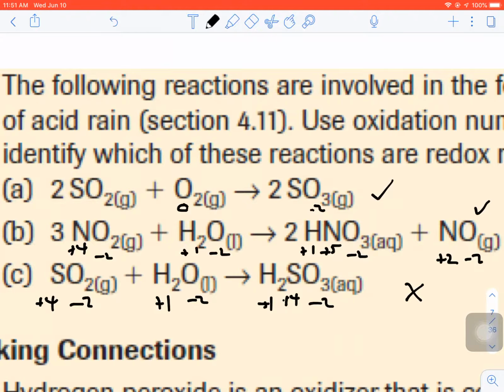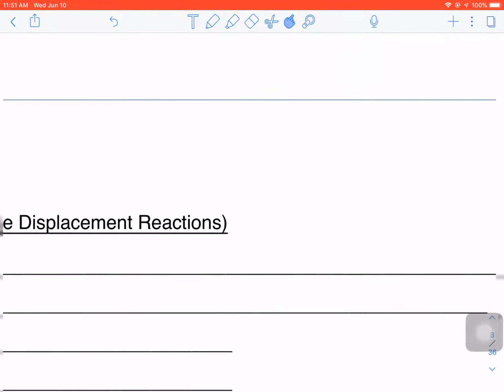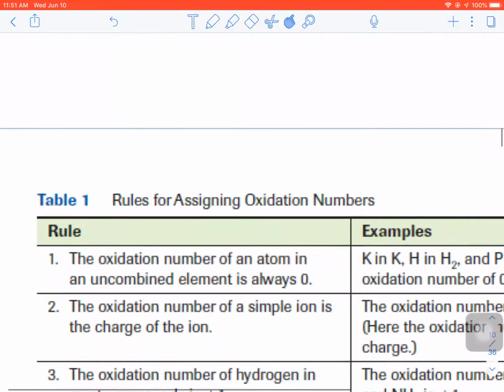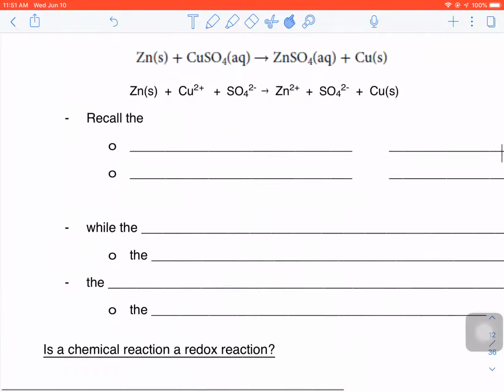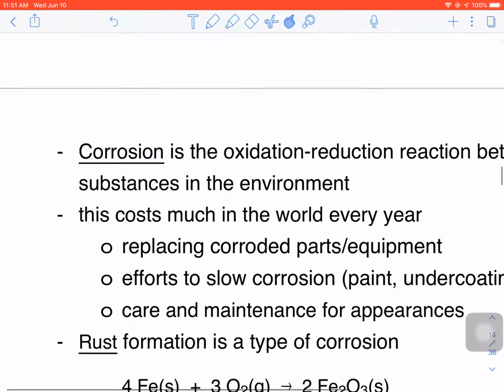Okay, so we can use oxidation numbers now to decide whether things are gaining and or losing electrons, even if they really aren't gaining and losing electrons. Because remember, for those reactions there, nothing is really gaining or losing electrons. They're just kind of changing the way they share their electrons.